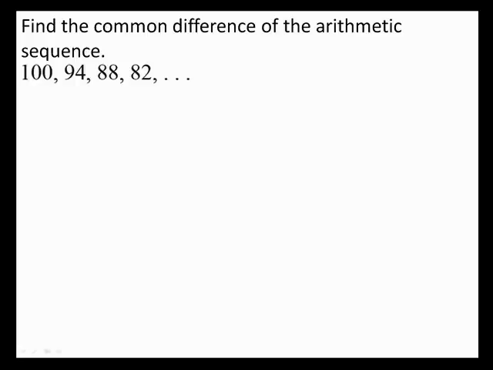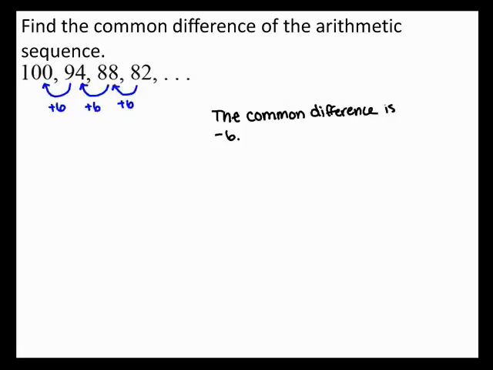Find the common difference of the arithmetic sequence 100, 94, 88, 82. To get from 82 to 88, 88 to 94, and 94 to 100, you need to add 6. So the common difference is negative 6.